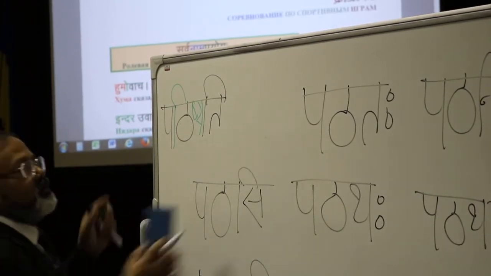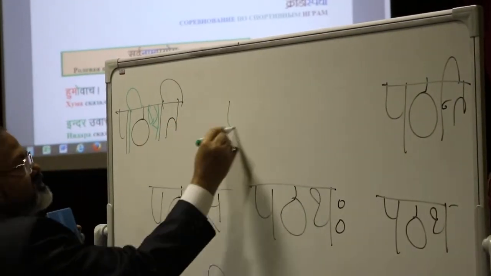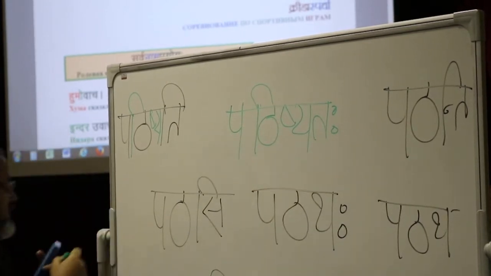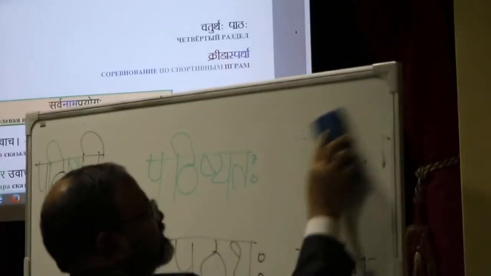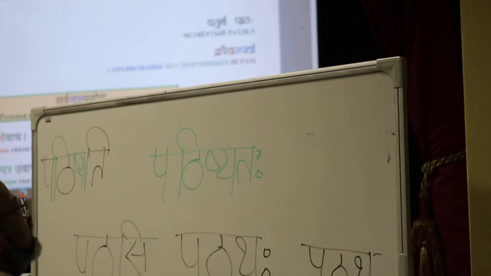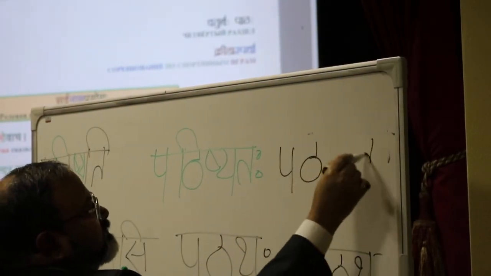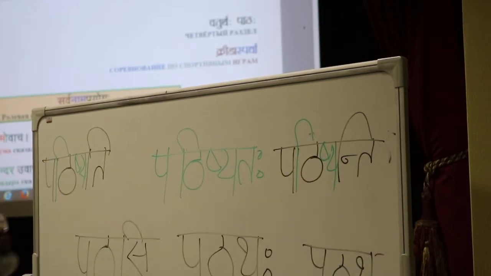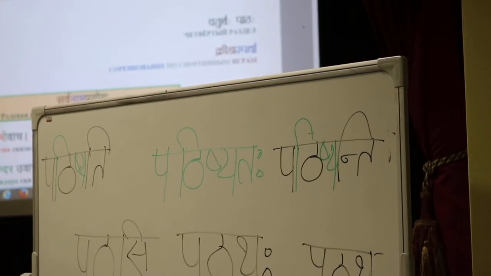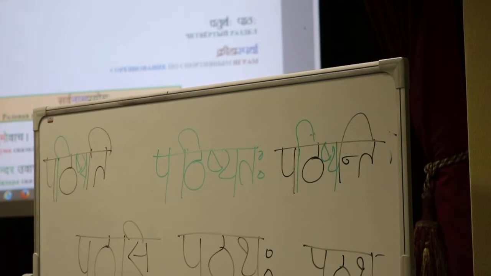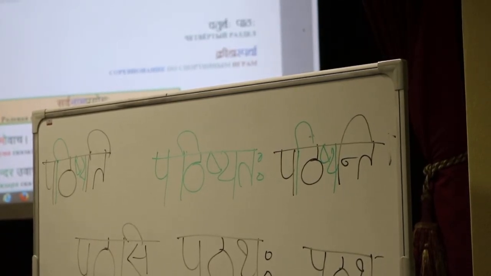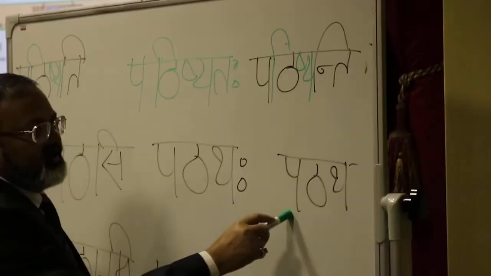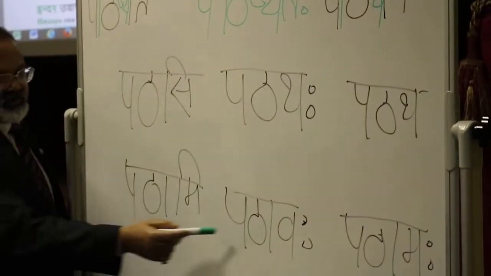Similarly, what will become here? Pathishyatah. And what will become here? Pathishyanti. Pathishyati, pathishyatah, pathishyanti. If we go by logic, then what will this become? Pathishyasi, pathishyatah, pathishyatah. What will this become? Pathishyami, pathishyavah, pathishyamah.